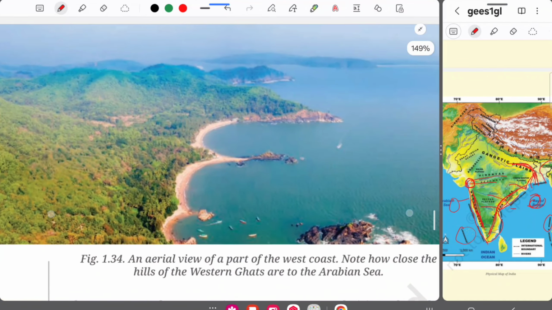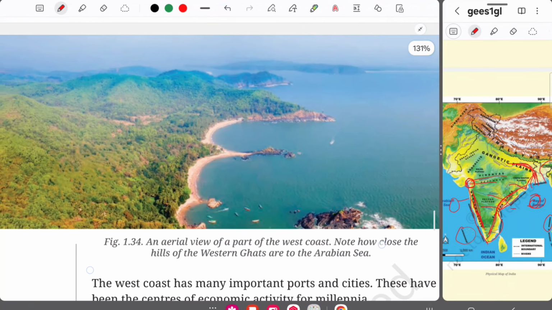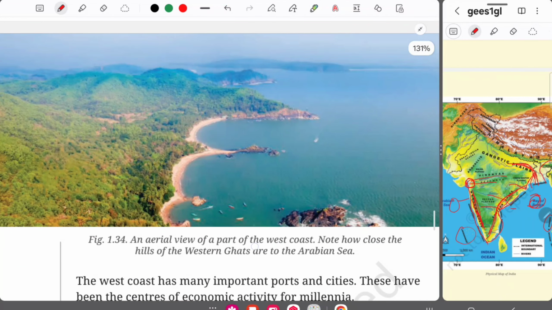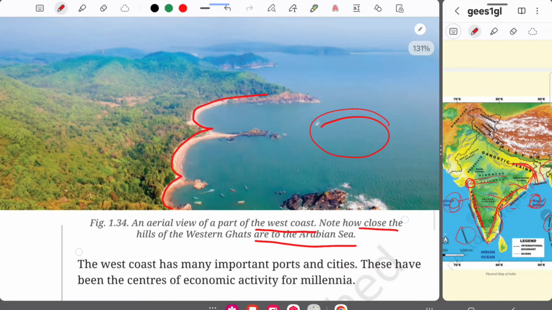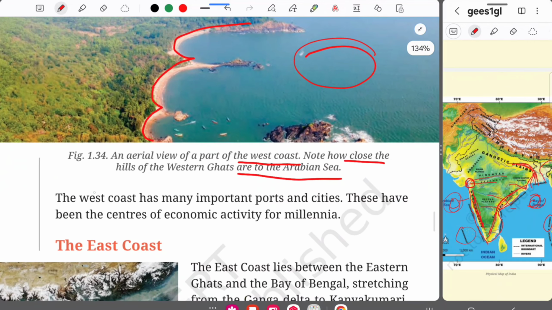So next let us see. Here is a very beautiful image again. It is an aerial view of a part of the west coast. Note how close the hills of the Western Ghats are to the Arabian Sea. We have the Arabian Sea on this side, and this is the Western Ghats. You can notice how closely the Western Ghats are near the Arabian Sea. This is a very beautiful image.